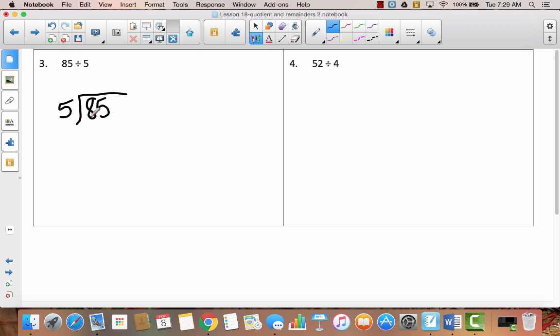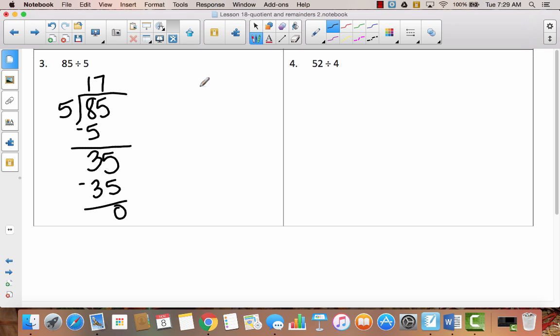So I've got 8 tens divided by 5. So that would put 1 ten in each group. Well, 1 times 5 is going to give me 5. So that means that I have 3 tens left over. I'm going to take those 3 tens and add them to these 5 ones, and that gives me 35 ones. So now I take 35 and divide it by 5. So how many 5's are in 35? Well, that would be 7. So when I multiply to see if I have a remainder, 7 times 5 is 35. Again, I have a remainder of 0.